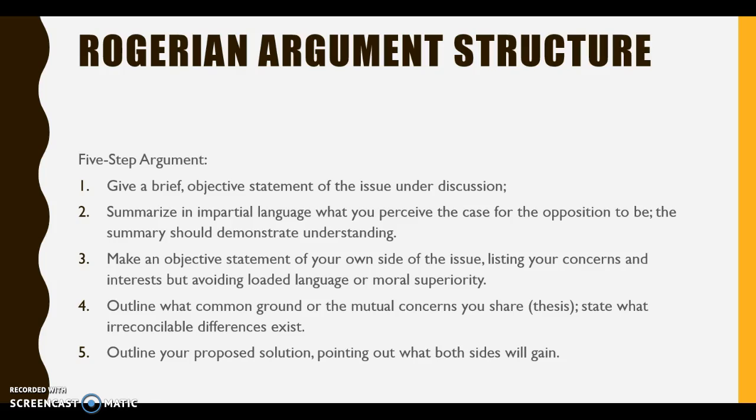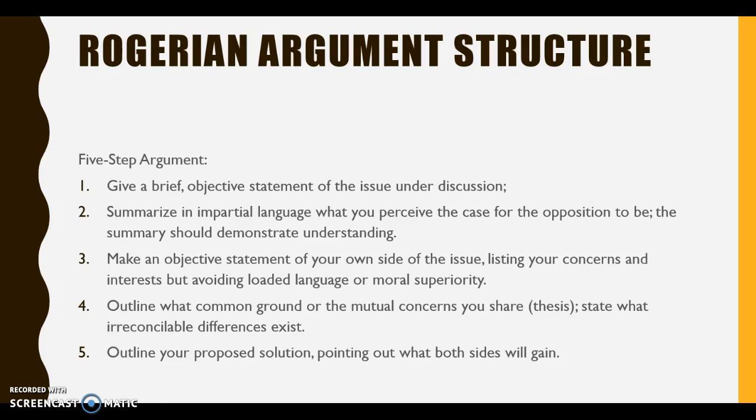So the first step is to give an objective statement of the issue under discussion. So you basically give a short introduction to what it is that you're addressing in the argument. The second step is to summarize the opposition's case. So in very impartial, objective language, you talk about what you think the opposition believes. Part of the goal of this summary is to demonstrate that empathy that we talked about before, that you have listened or you've researched the opposing side and you understand what it is the opposition believes.